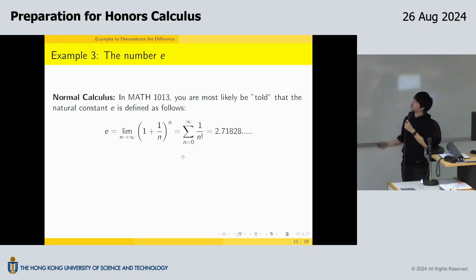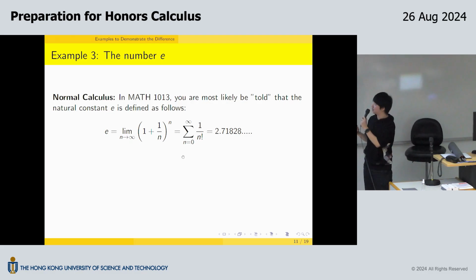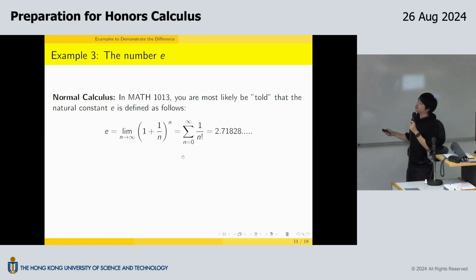Okay, so another good example to illustrate the key difference between the normal calculus and the honor calculus is the natural constant E. In Math 1013 or in high school, if you have taken M2 or GCE A level or AP or IB, you are most likely to be told that the natural constant E is defined to be this limit or this series or this number.